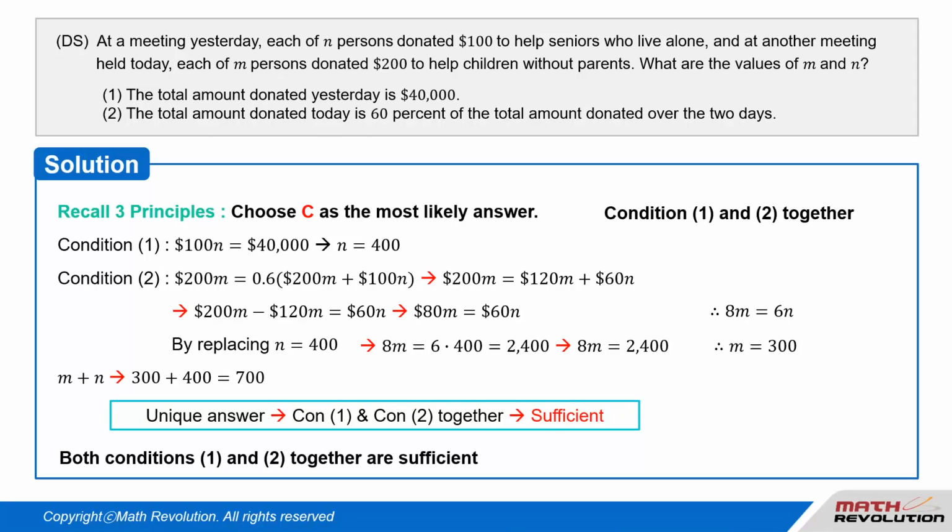The answer is unique, so the conditions combined are sufficient. We are going to learn more about this in the next section, but for now, simply remember that there is one unique answer in DS questions. Both conditions 1 and 2 together are sufficient. So C is the correct answer.